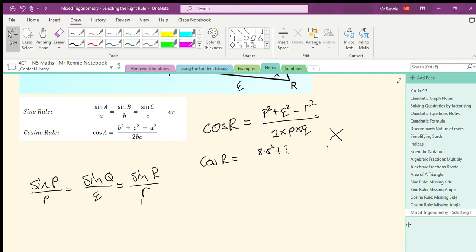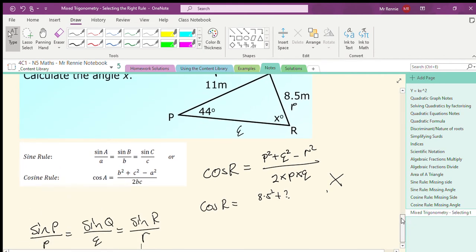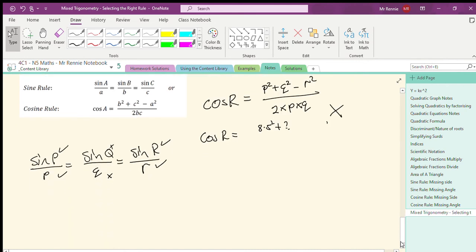And I'm going to go back to my diagram, and when we do these questions we tick what we know and what we want to find out. So I know the angle at P is 44, so I can tick that. I know my length of p is 8.5. I also want to find out my angle at R. I don't know my angle at Q, not interested in that. And I know my length of r is 11, but I don't know the length of q. So I'm going to use the P and R parts for my sine rule.